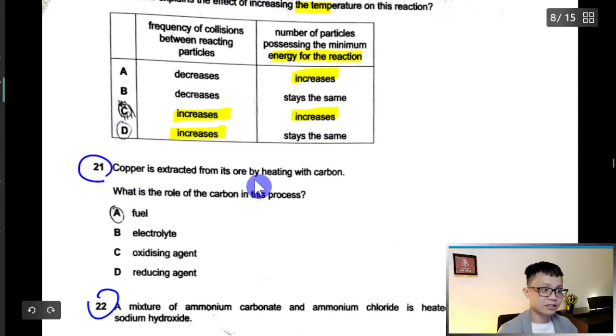21. Copper is extracted from the ore by heating with carbon. What is the role of carbon? Fuel, C. Reducing agent. Either C or D. That's a better answer.